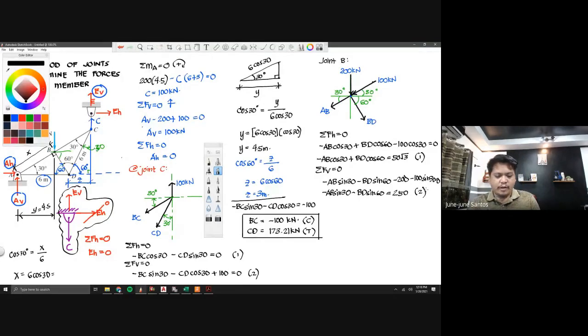Equating simultaneously equation 1, equation 2: negative cosine of 30, cosine of 60, 50 square root of 3, negative sine of 30, negative sine of 60, and 250. Okay. So you will now have AB equals to negative 200 kilonewton, and you have now the BD equals to negative 173.21 kilonewton. Okay? Anong conclusion natin? They are both in compression.